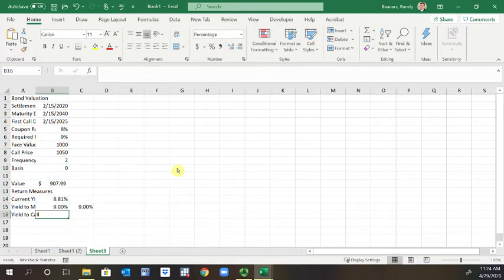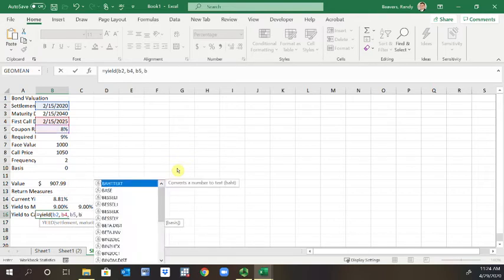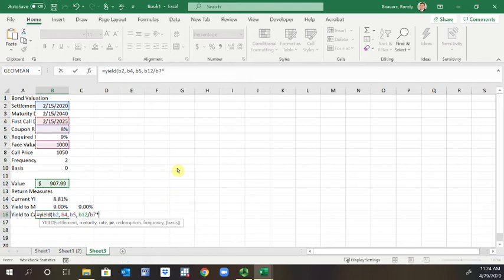So now we'll do the yield to call function, which will be equal to yield, parentheses. Settlement still the same, B2. The maturity will now be the first call date. The rate will be B5. The price as a percentage is now B12 over B7 times 100. The redemption is B8 over B7 times 100.